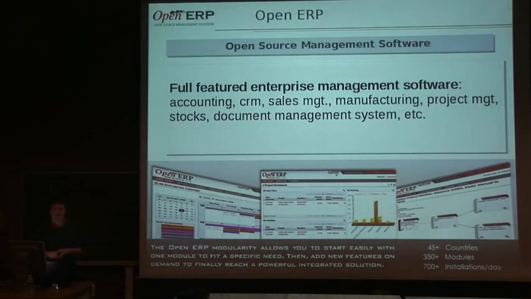Just one word about OpenERP. OpenERP is a full-featured open source enterprise management software. It covers accounting, stock management, manufacturing, human resource, project management, and so on. It's fully modular, so you can, for instance, just install a project management system, or just an accounting system, or if you bring them together, you have a fully integrated software.